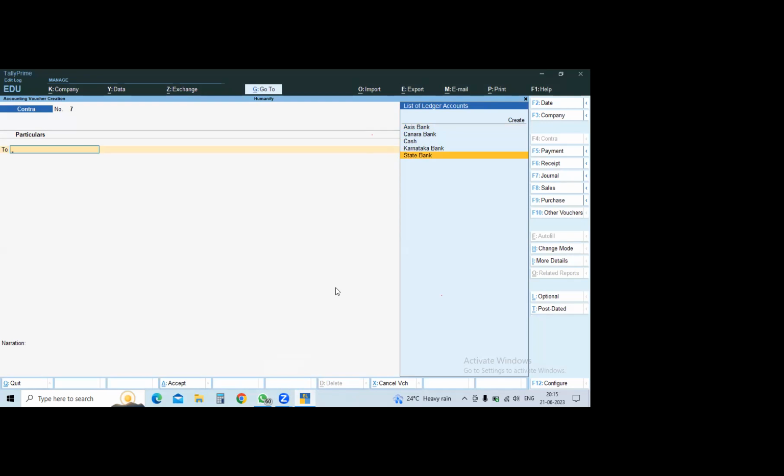This is ICICI, ma'am. Now I need to create a voucher, right? Yes. What is the entry? SBI bank account debit to ICICI. "To" ICICI you are entering, correct, no? Credit entry. So you create ICICI there.